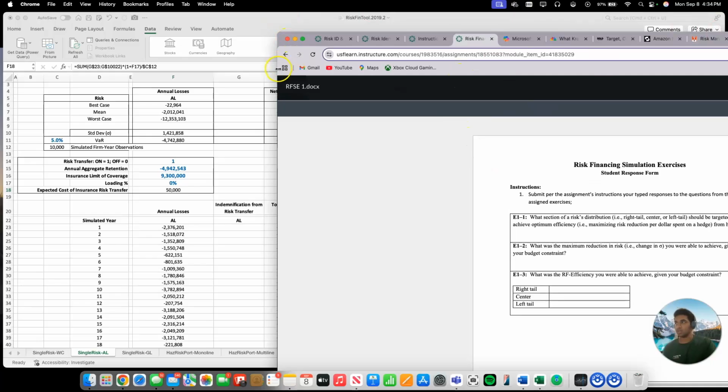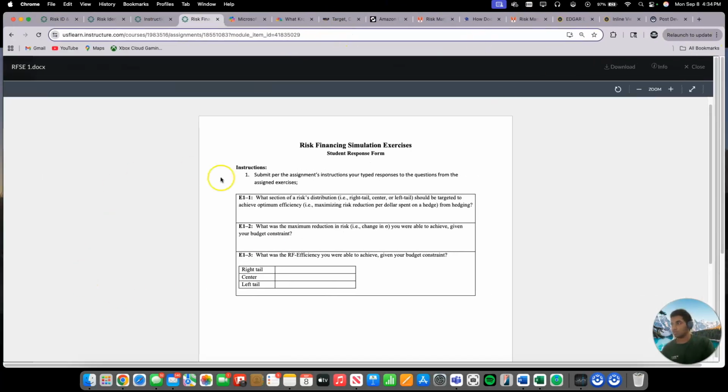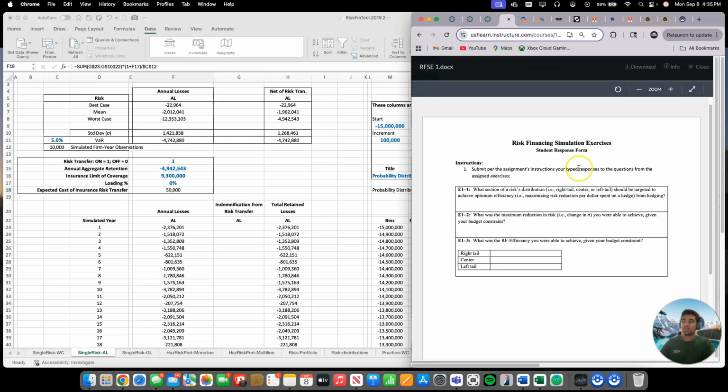Oh, I made that way too big. Let's make it smaller. So, what section of a risk distribution, right tail, center, or left tail, should be targeted to achieve optimum efficiency? This is your opinion. I would look at what we calculated for best case, mean, and worst case. I would put that in the box right here. Download it and type in the box your best case, your worst case, and your mean case.